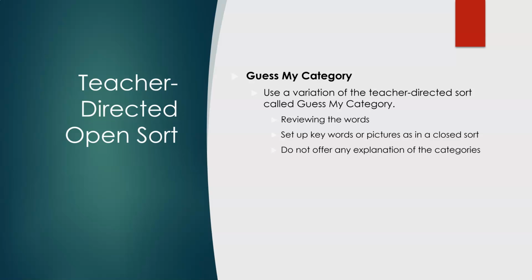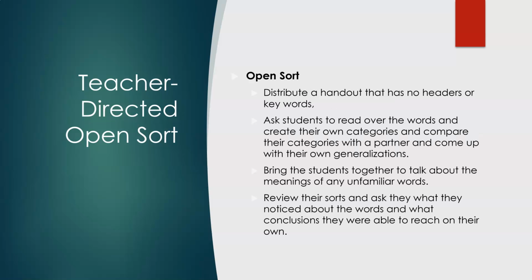So if you're looking at an open sort, a guess my category, then you're going to use a variation of that teacher-directed sort. You're going to review the words, set up keywords or pictures as an enclosed sort, but do not offer any explanation of those categories. In an open sort, you give them a handout that has no headers or keywords. You ask the students to read over the words, and you ask them to create their own categories, and then to compare their categories with a partner or a peer, and come up with their own generalizations.